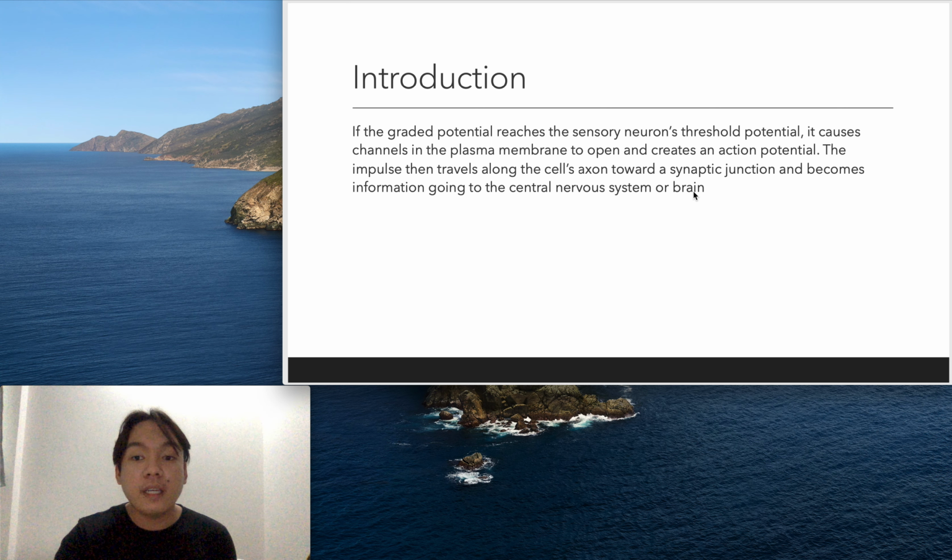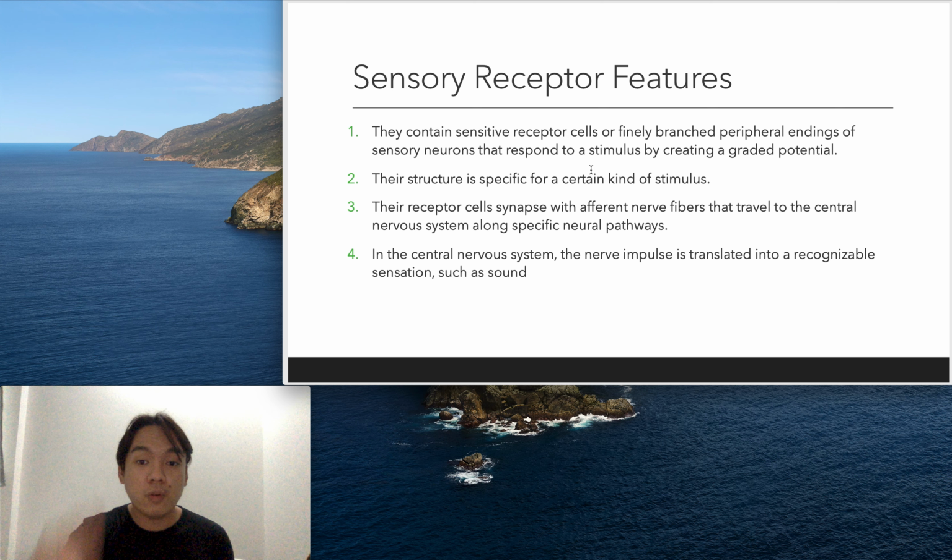So if this graded potential reaches the sensory neuron's threshold potential, it causes changes in your plasma membrane. So what are your sensory receptor features? First, they contain sensitive receptor cells or finely branched peripheral endings of sensory neurons that respond to a stimulus, creating a graded potential, and their structure is specific for a certain kind of stimulus. The receptor cells synapse with afferent nerve fibers that travel to the central nervous system along specific neural pathways. And in the CNS, the nerve impulse is translated into a recognizable sensation such as a sound.